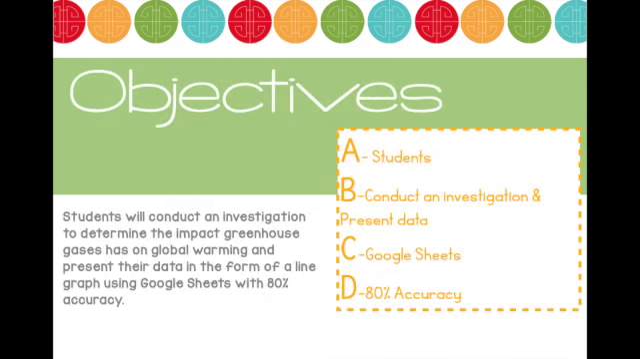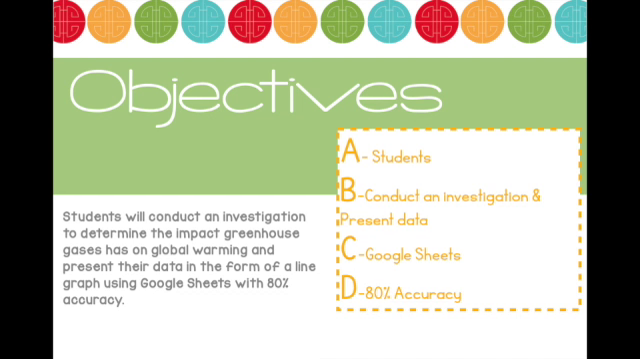My objectives for this last lesson. Students will conduct an investigation to determine the impact greenhouse gases has on global warming and present their data in the form of a line graph using Google Sheets with 80% accuracy. Notice this one I only ask for 80% accuracy because there is a lot more of a higher level thinking element to this one. They have to be able to piece together that the glass jar represents the greenhouse gases in the atmosphere and that the heat lamp represents our sun, and it works on a much larger scale than what we did in this smaller lab.